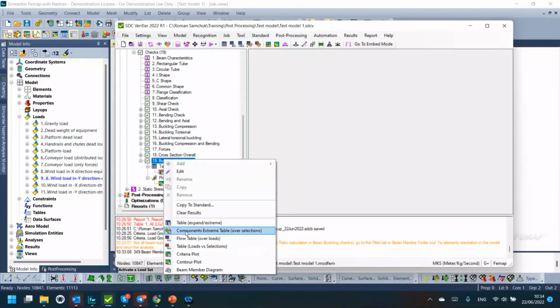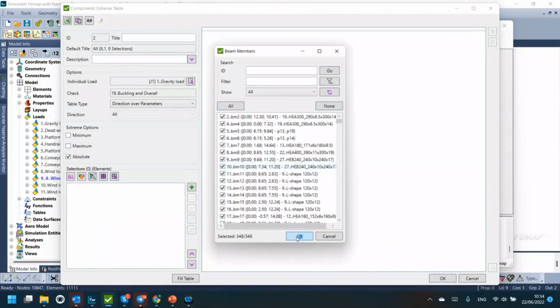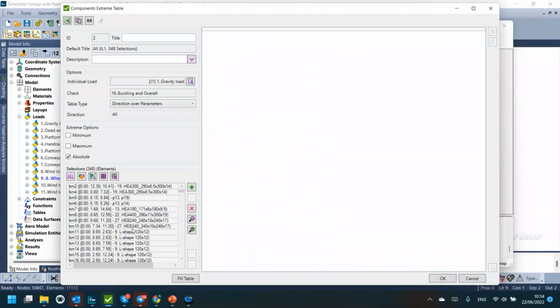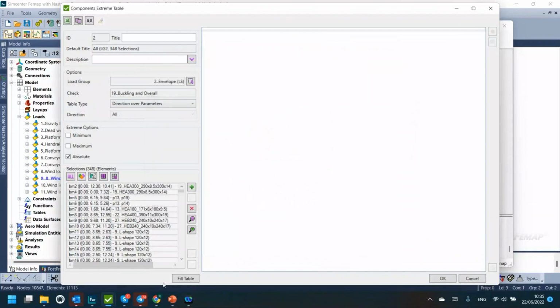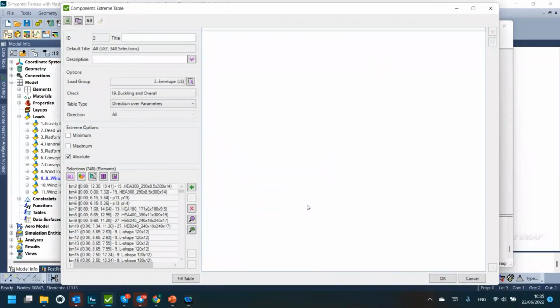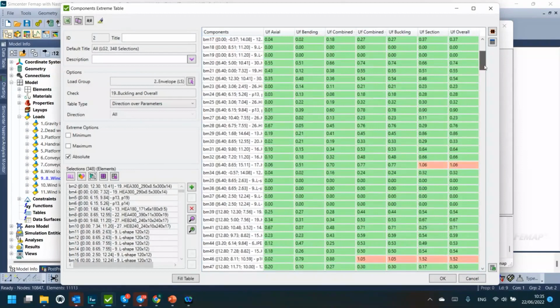I'm going to create component extreme table over selections, and I'm going to select all beam members from my model. Yep. So I have a quite long list of them, and I'm going to focus on the first overall load group, which contains everything. So it shows me the results of all these kinds of checks with the maximum value in the end. This is the overall utilization factor for each of these members.